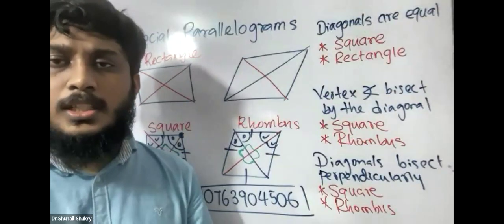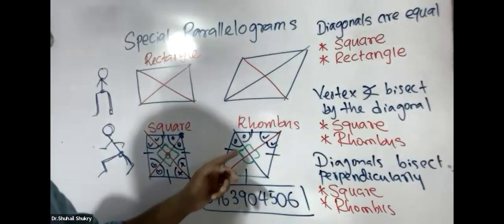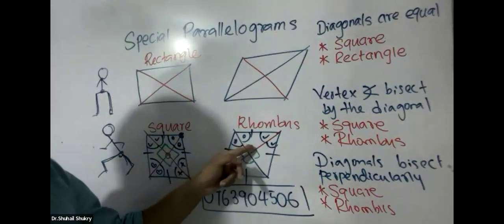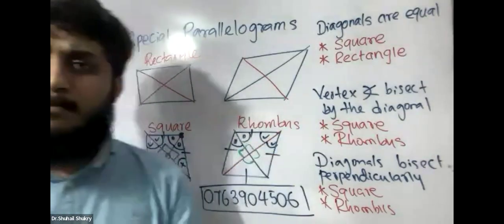So are all those angles 90? Yes, this is 90, this is 90, this is 90, this is 90. The angle at a point is 360, so everything is 90.